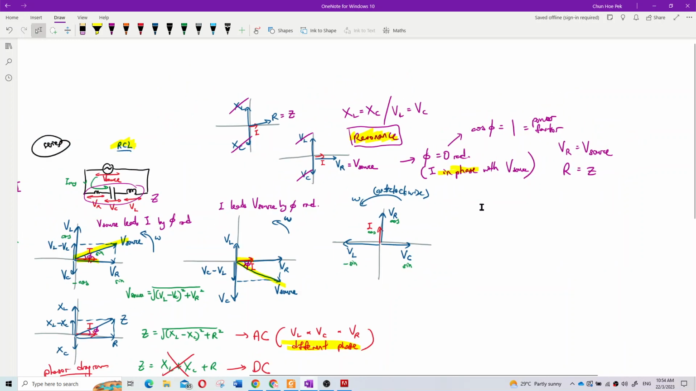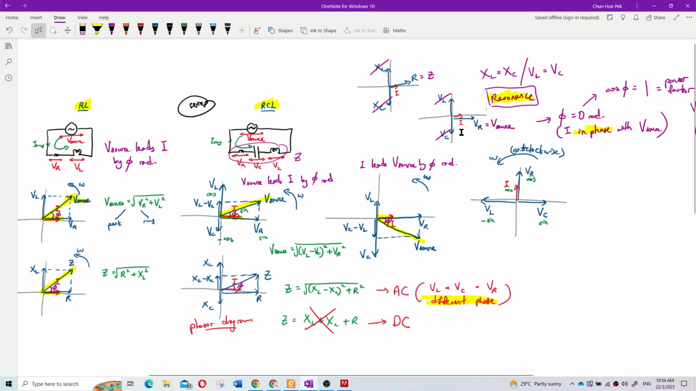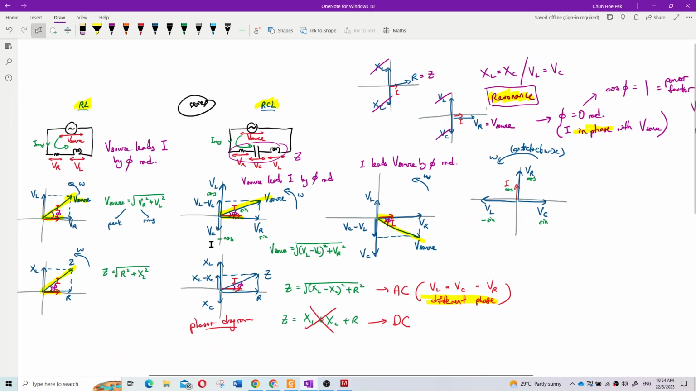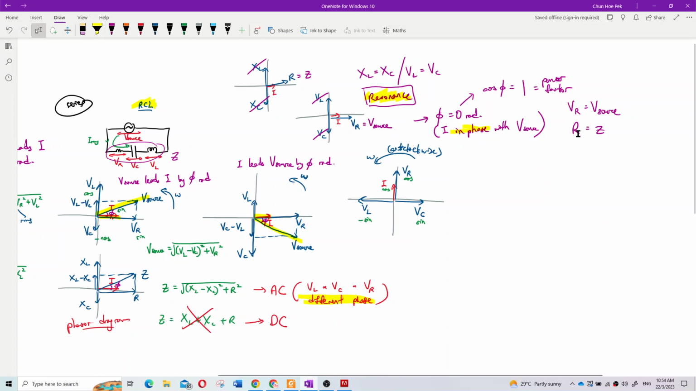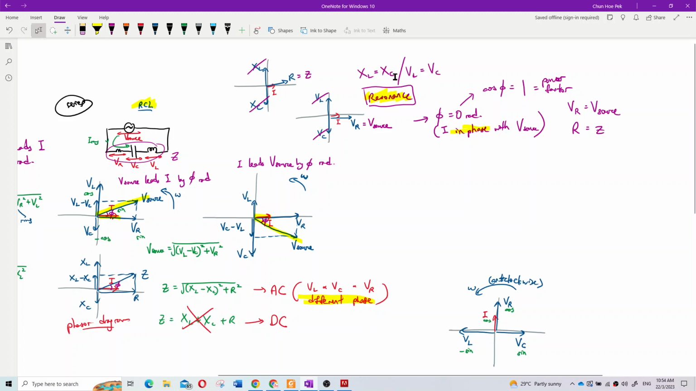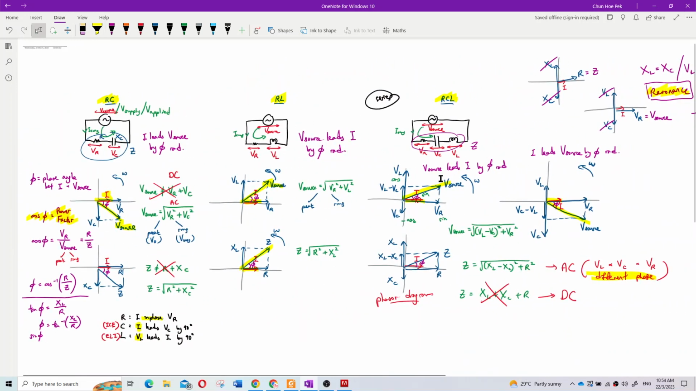Okay, class. So RCL can have three conditions. Either VL is longer than VC, then V source is leading. If VC is longer than VL, then the current is leading. If VL equals VC, then it becomes resonance, and it is in phase. You only have the resistor now, Z equals the resistor. So you have three conditions. That's all for RC, RL and RCL.